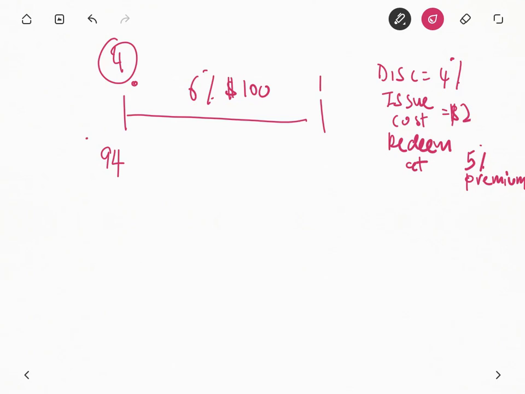I borrow 100, but get back only 94. 1 year later, I must pay interest as per the agreement. I must pay a 6% nominal rate of $6. Must I repay the $100 that I borrowed? Yes. How much must I pay back? I'm going to redeem the $100 at a 5% premium. Means I'm going to pay back the principal of $5 extra. Borrow $100, pay back 105.